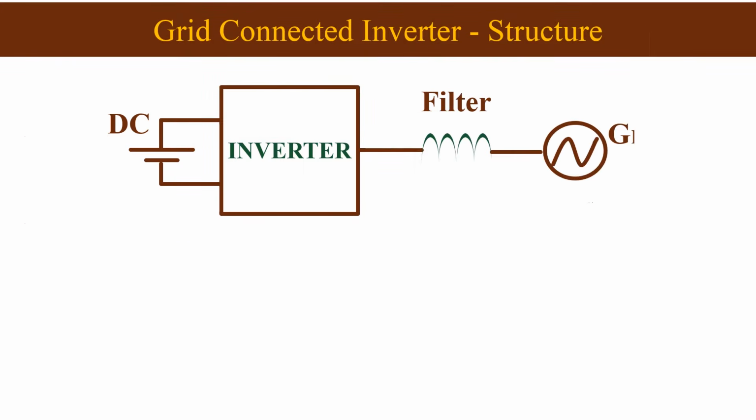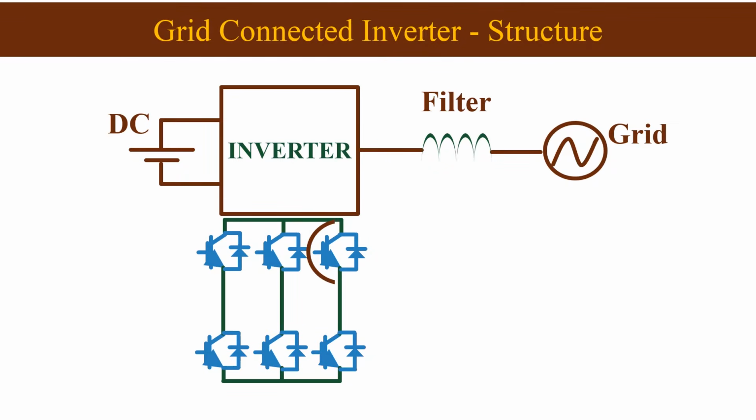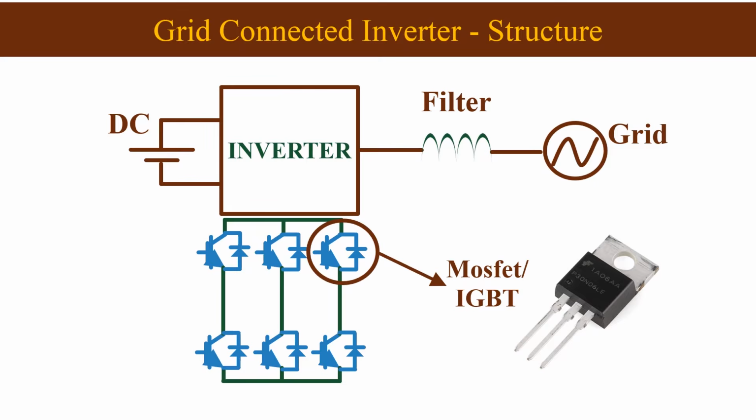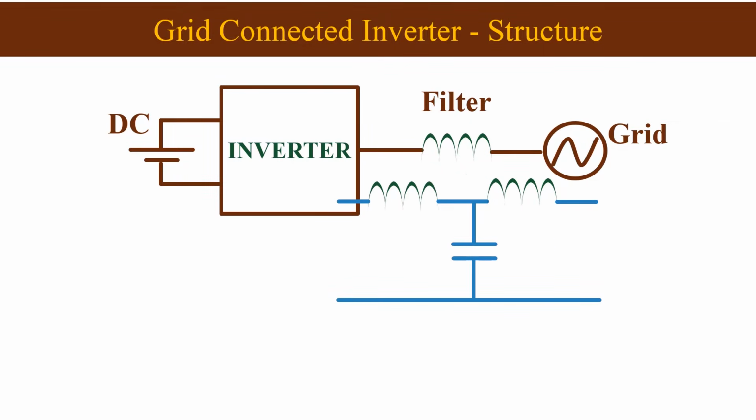This is the basic structure of a grid-connected inverter. We have a DC source at the input. Then the inverter bridge, which can be a single-phase or three-phase topology, and it is made using power electronic switches such as MOSFET or IGBT. At the output, we have a filter to mitigate the harmonics in the grid current. The filter can be an L filter, or LC filter, or LCL filter.